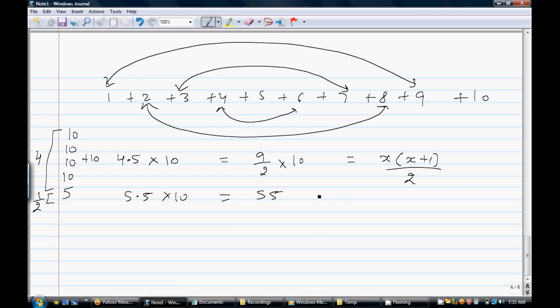So again that will be equivalent to 10 into 11 divided by 2, or again x into x plus 1 divided by 2. I hope this will help, and I'll welcome any comments from you guys.